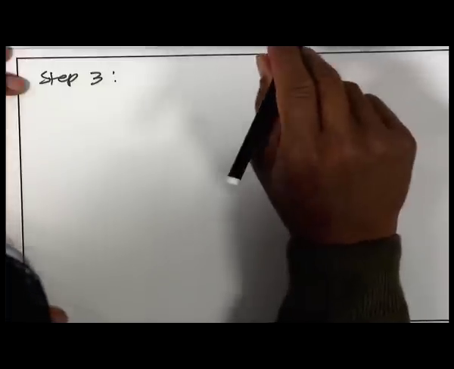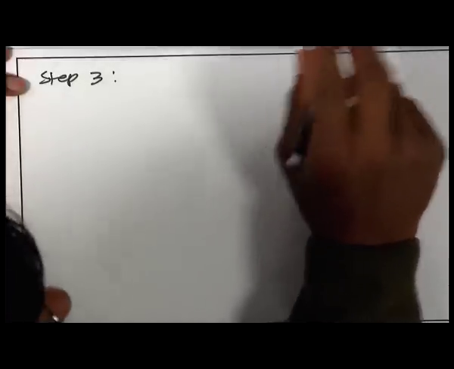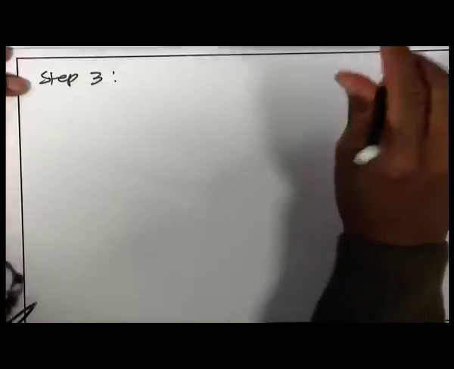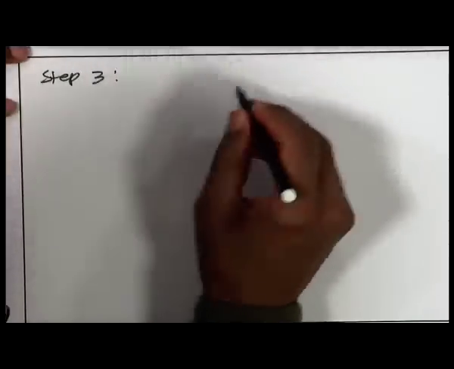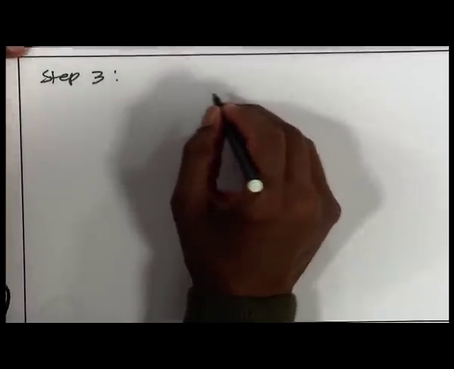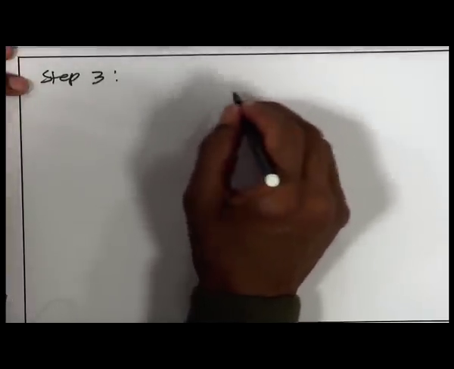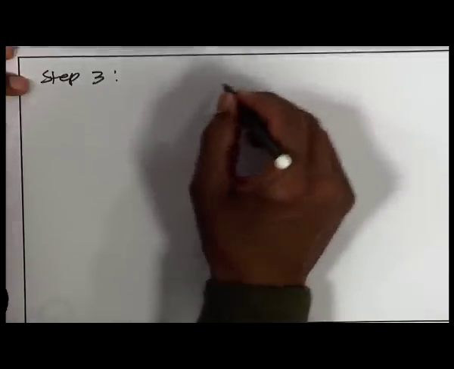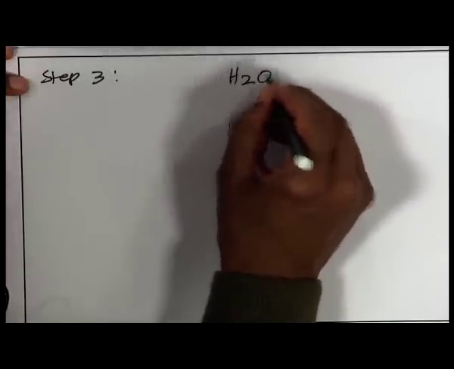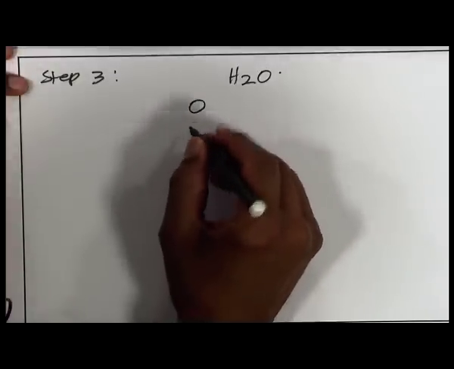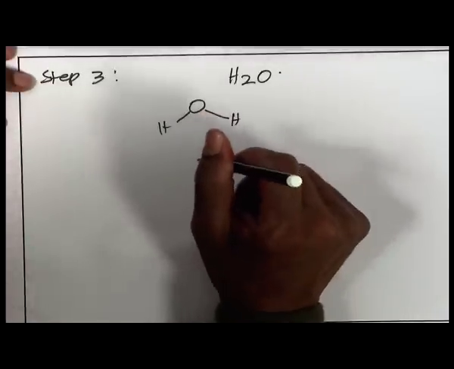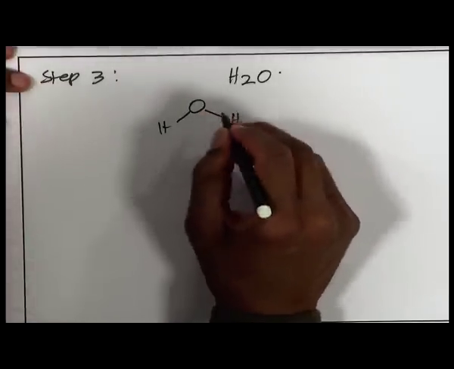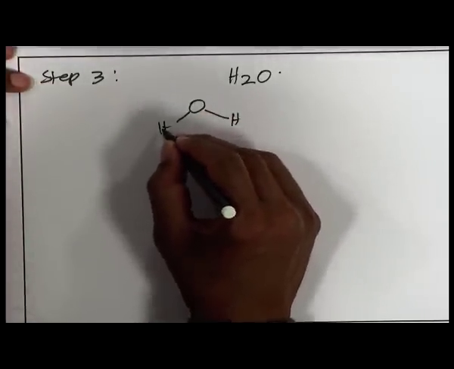Then the third step is to draw an approximate structure. After determining the central atom, one has to draw an approximate structure. For example, in the water molecule, H2O, you have the central atom oxygen. Oxygen has the highest bonding capacity, and then you have to draw a bond between oxygen and hydrogen.